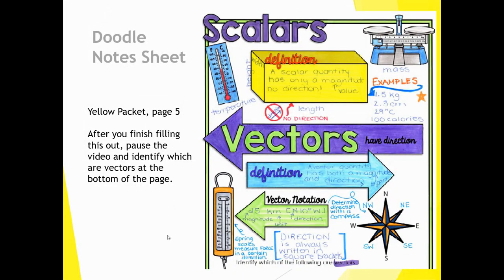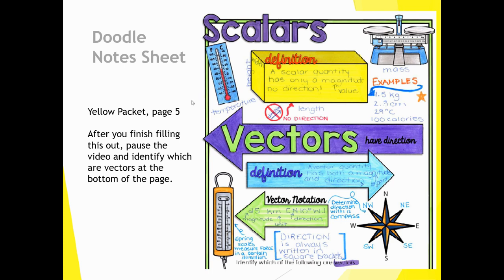So your doodle note sheet is on Yellow Packet page 5. Up at the top, it talks about scalars, and the definition is a scalar has only a magnitude and no direction. Magnitude is a value, it's a number. There are some examples over here.